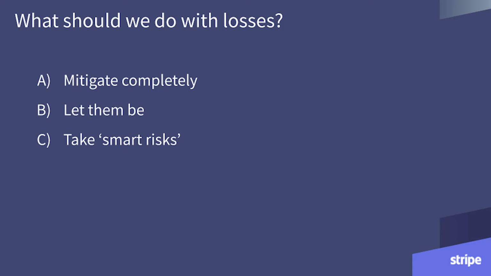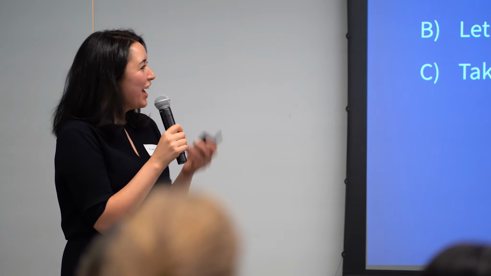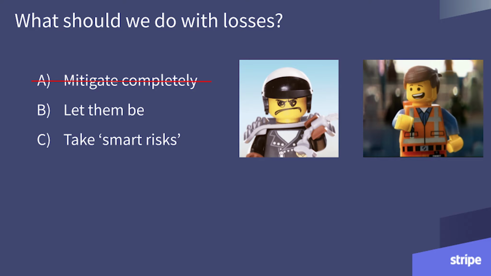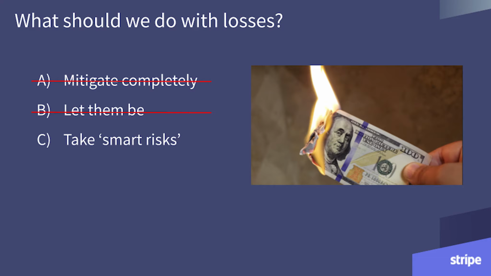Okay, what should we do with losses? Another multiple choice question. A, mitigate completely. B, let them be. C, take smart risks. Okay, well, let's take a look. So why is mitigating completely bad? Because how can we mitigate losses and risk? By putting a lot of controls in place. We introduce user friction, and then good users run away. Let them be is not good. We'll just burn cash. So take smart risk.